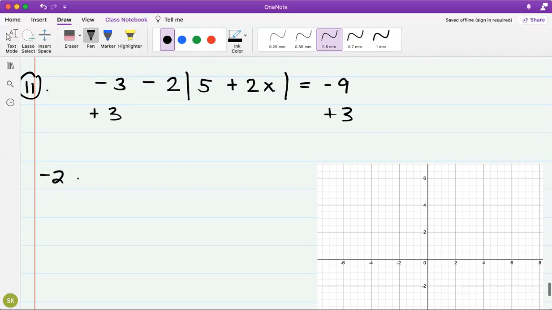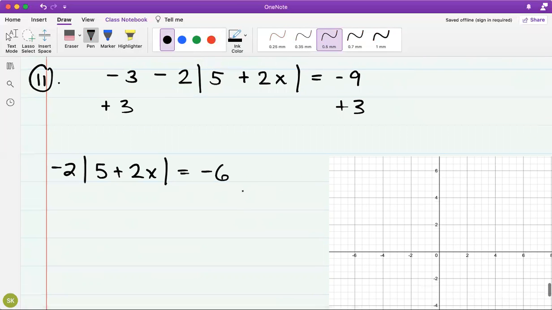So I get -2 times the absolute value of 5 plus 2x is equal to -6. Then notice that in the very beginning, I was equal to a negative number. Is that a problem? The answer is not necessarily. You only have a problem when you have the absolute value of something is equal to a negative. If you have some other stuff like we do here, we could possibly get rid of this negative. So we're going to continue with this.